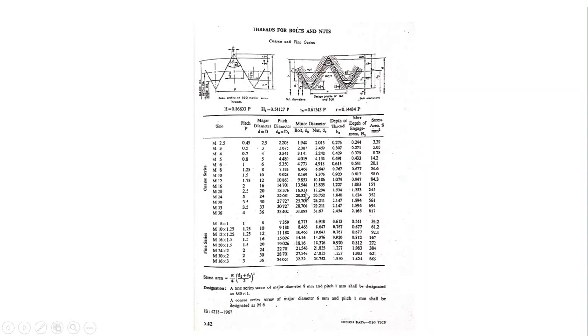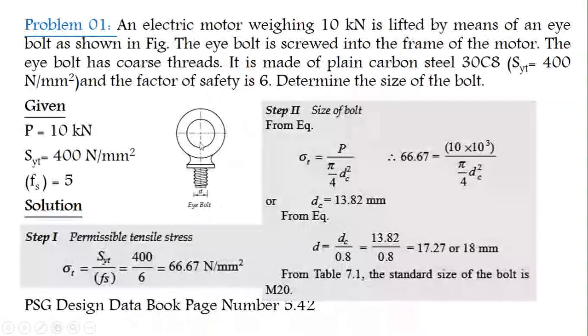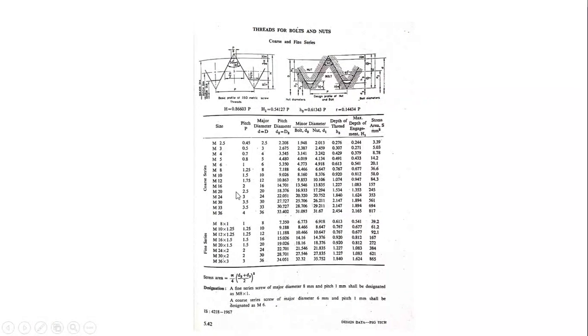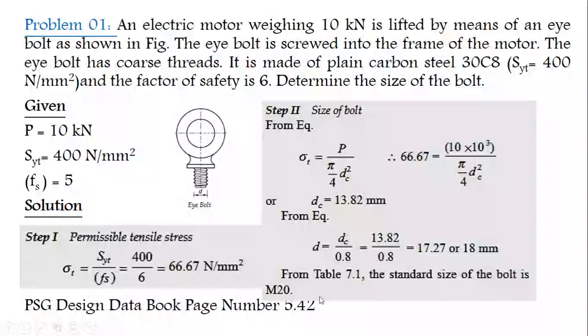16.933. So the nominal diameter of this bolt is 20. So we can take the M20 bolt. This is the coarse series, this is the fine series. Already in the problem they mentioned coarse thread, so go for the coarse series only. That's all.